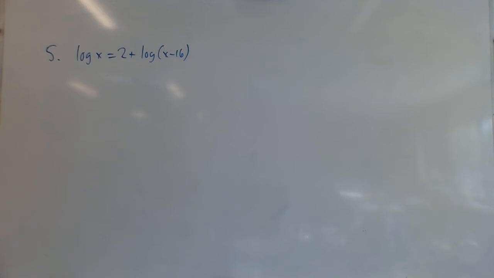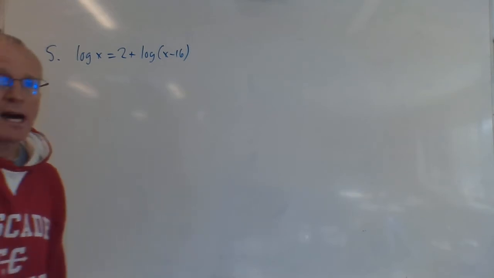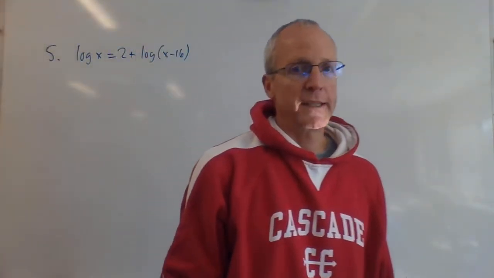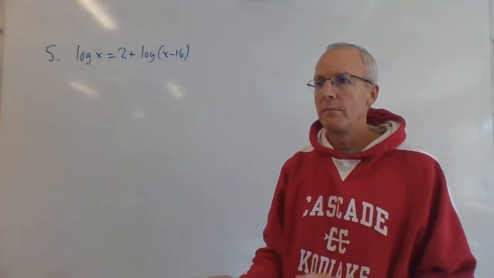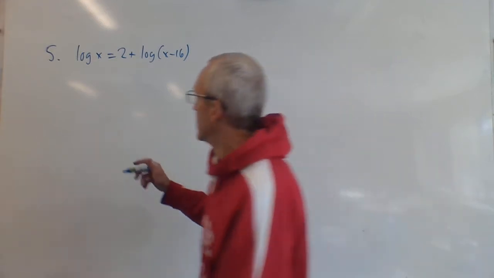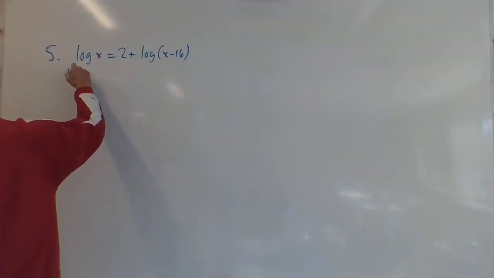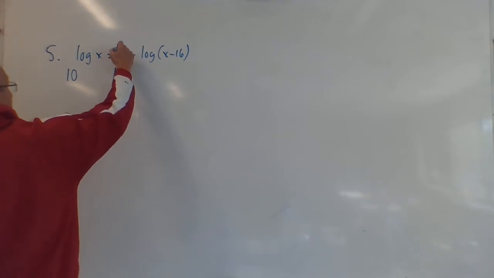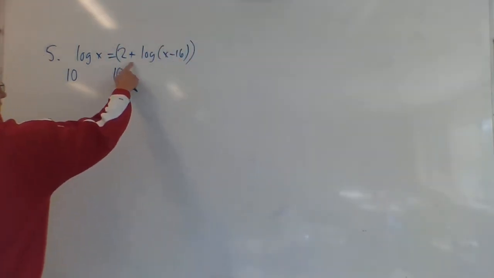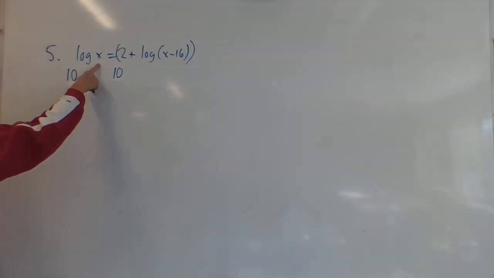Let's see. If we have a base 10 log, what we do to get rid of logs is raise it to the 10 power, right? 10 power and log cancel. So I'm going to raise both sides to the 10 power. So I'm just going to kind of cheat and do it like this, right? So this whole thing raised to 10 power, 10 to the log x.